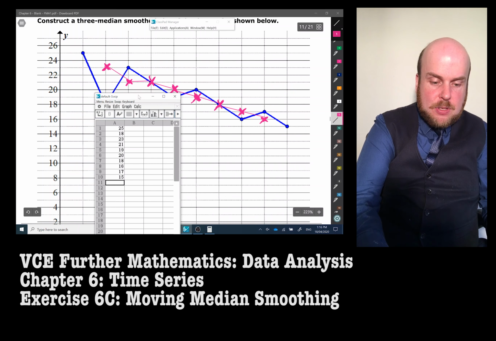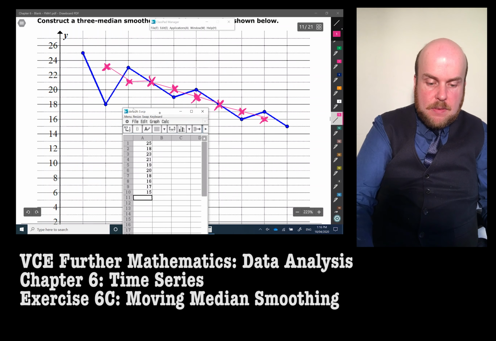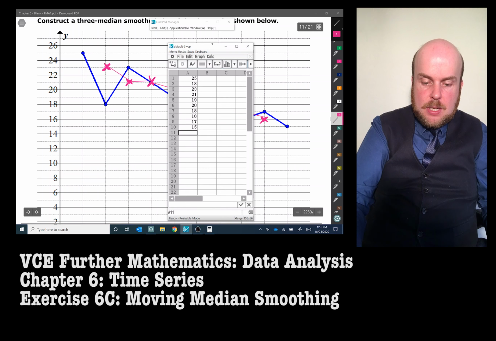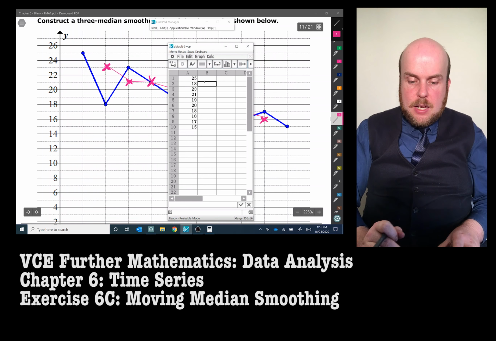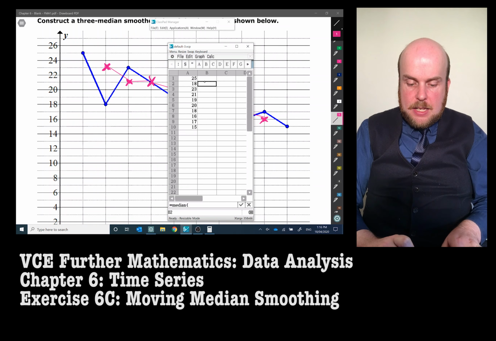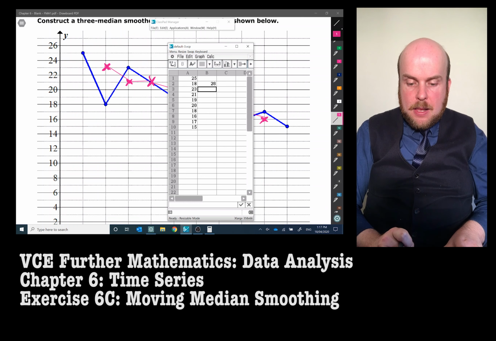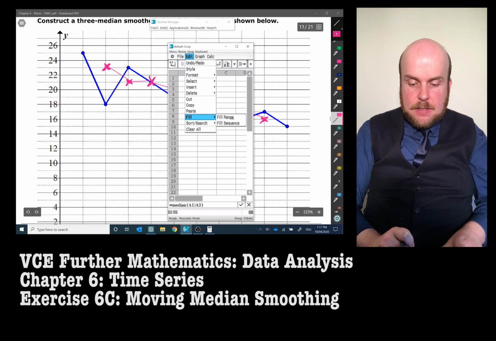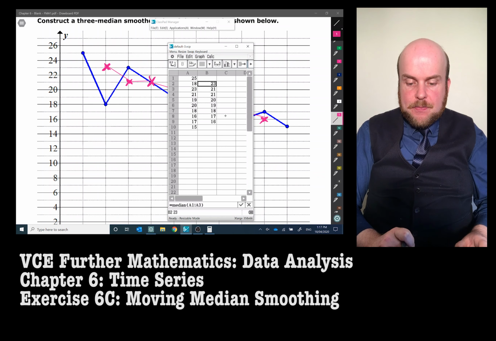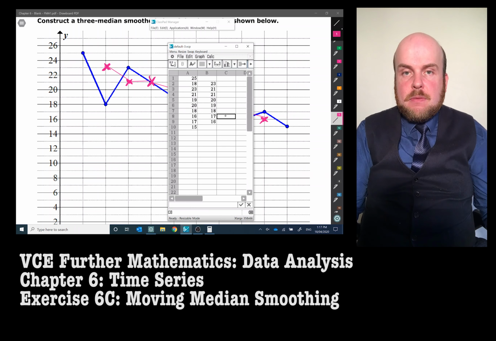Where did I get those numbers from? That's just me reading the top. So that top one is 25, this one was 18, this one was 23, this one was 21, and so on. And then I just do median, highlight those three, and then I can do edit, fill range.